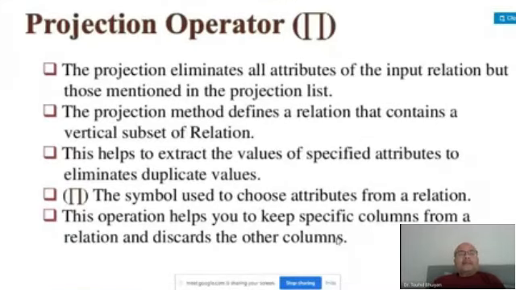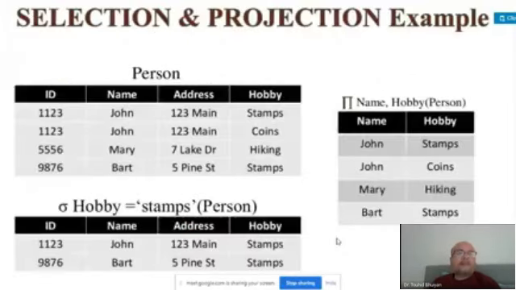The pi symbol represents project. Project means if I have a table and I need a particular column from the table, then we use this symbol. Say, for example, you have a table called student. You have ID, name, and age. Now you need only the list of names. Then you can use this symbol. Very soon, I'm going to show you some examples.